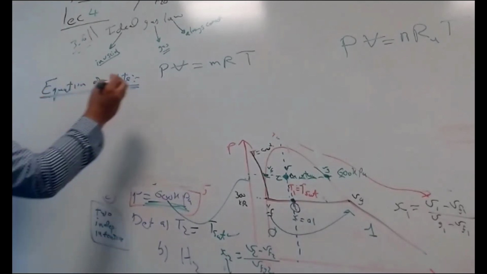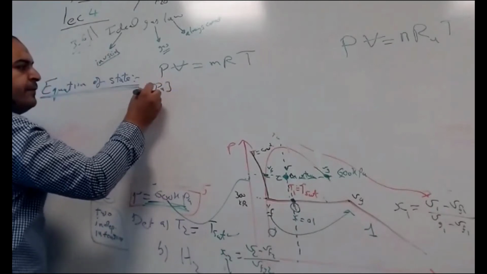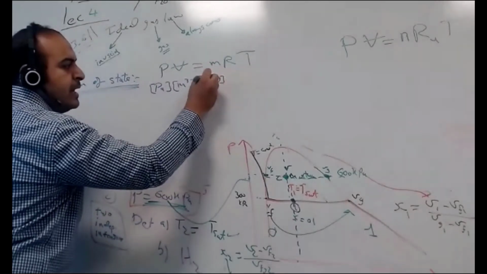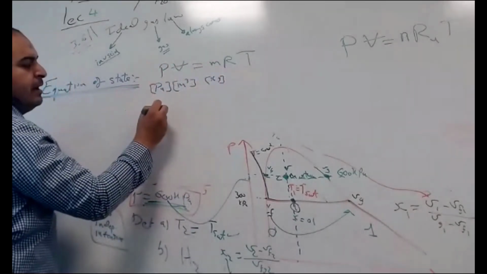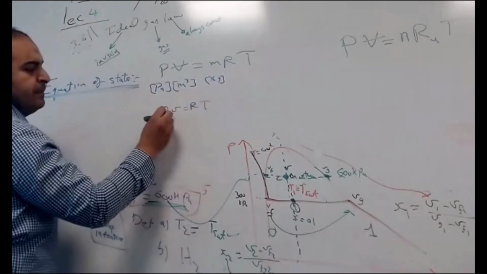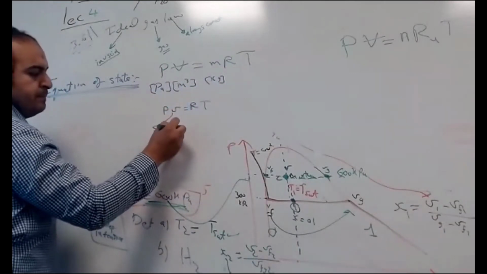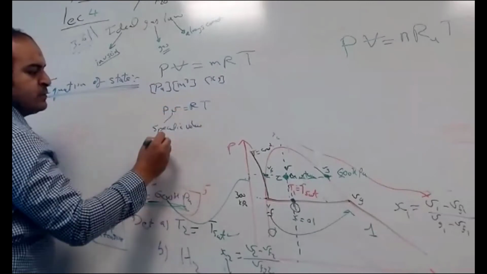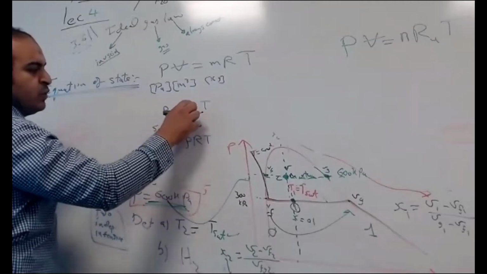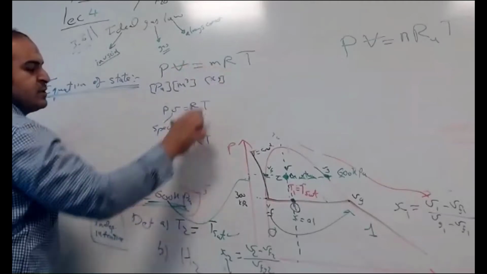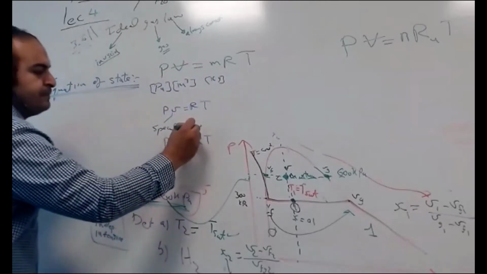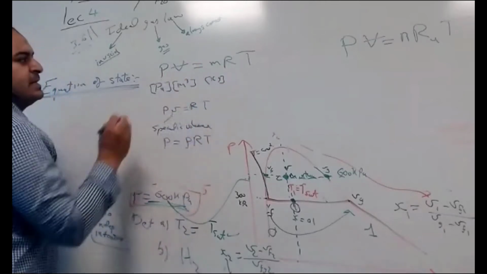This is pressure in Pascal, volume in meter cubed, mass in kilogram. Sometimes we write this as P nu equals RT, with specific volume. Sometimes we write it P equals rho RT, because 1 over nu is rho. So mass over volume is rho, or volume over mass is specific volume. So this is the same formula as this. This is the general one.